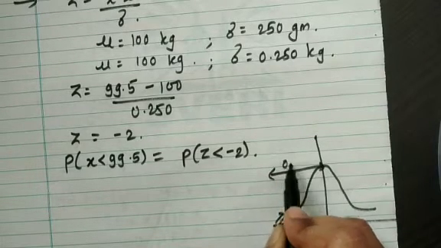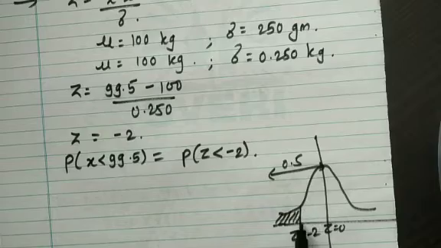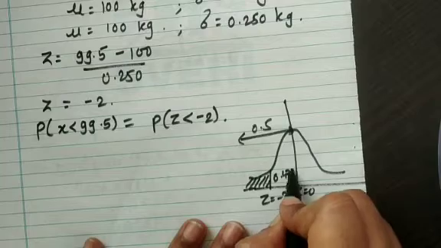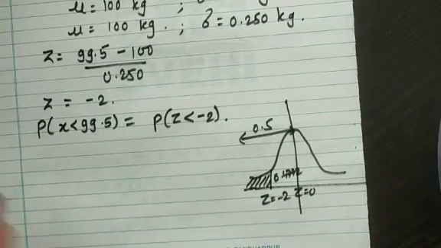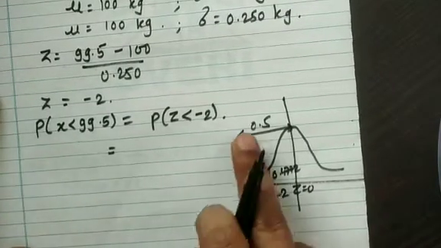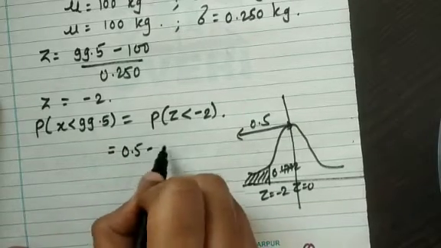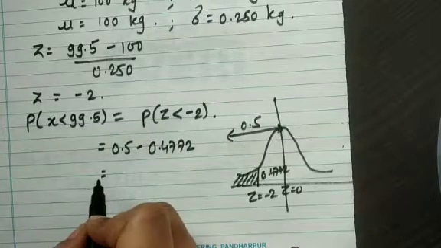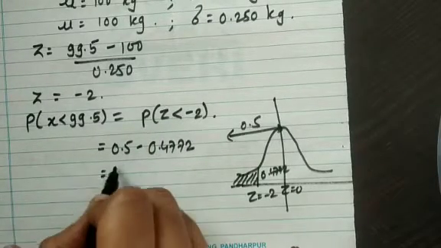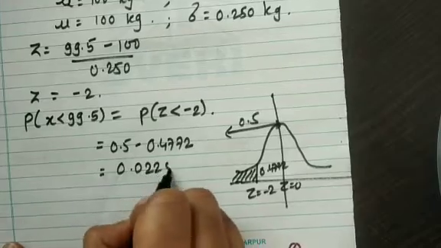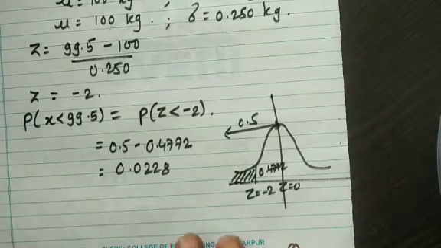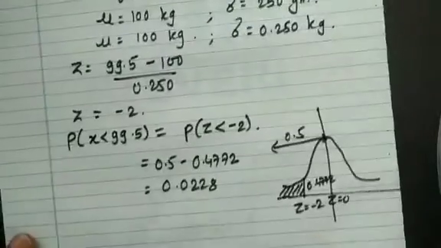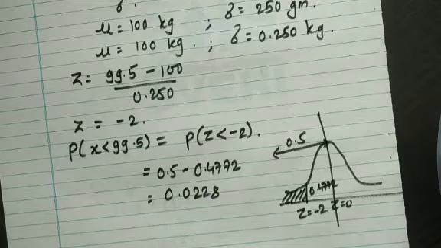and this area is nothing but the total area on this side is 0.5, and between z is 0 to 2 the area is given to you, which is 0.4772. Therefore the required area is 0.5 minus 0.4772, that is equal to 0.0228, and it is asked the chance, find the chance, that is just the probability, so this is the required probability.